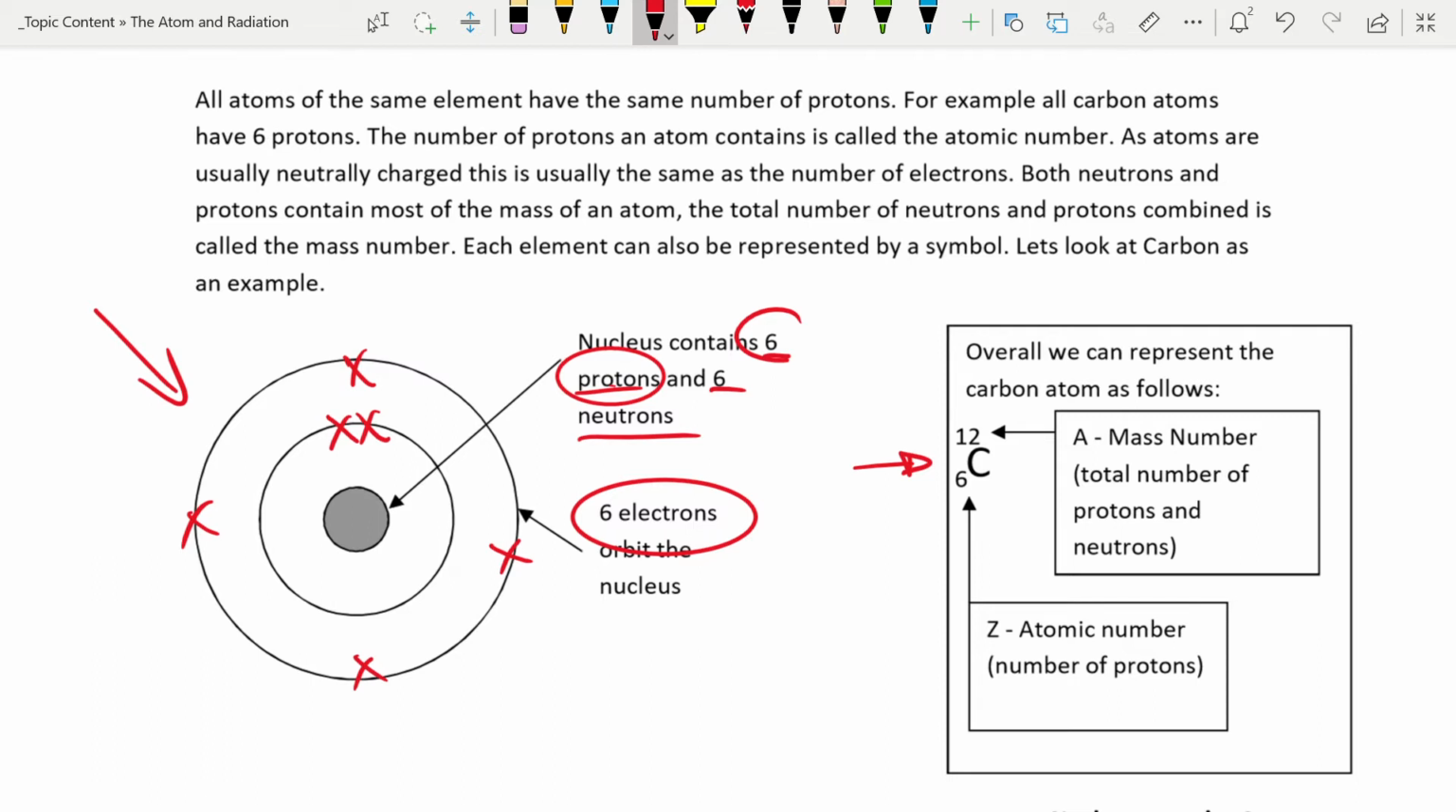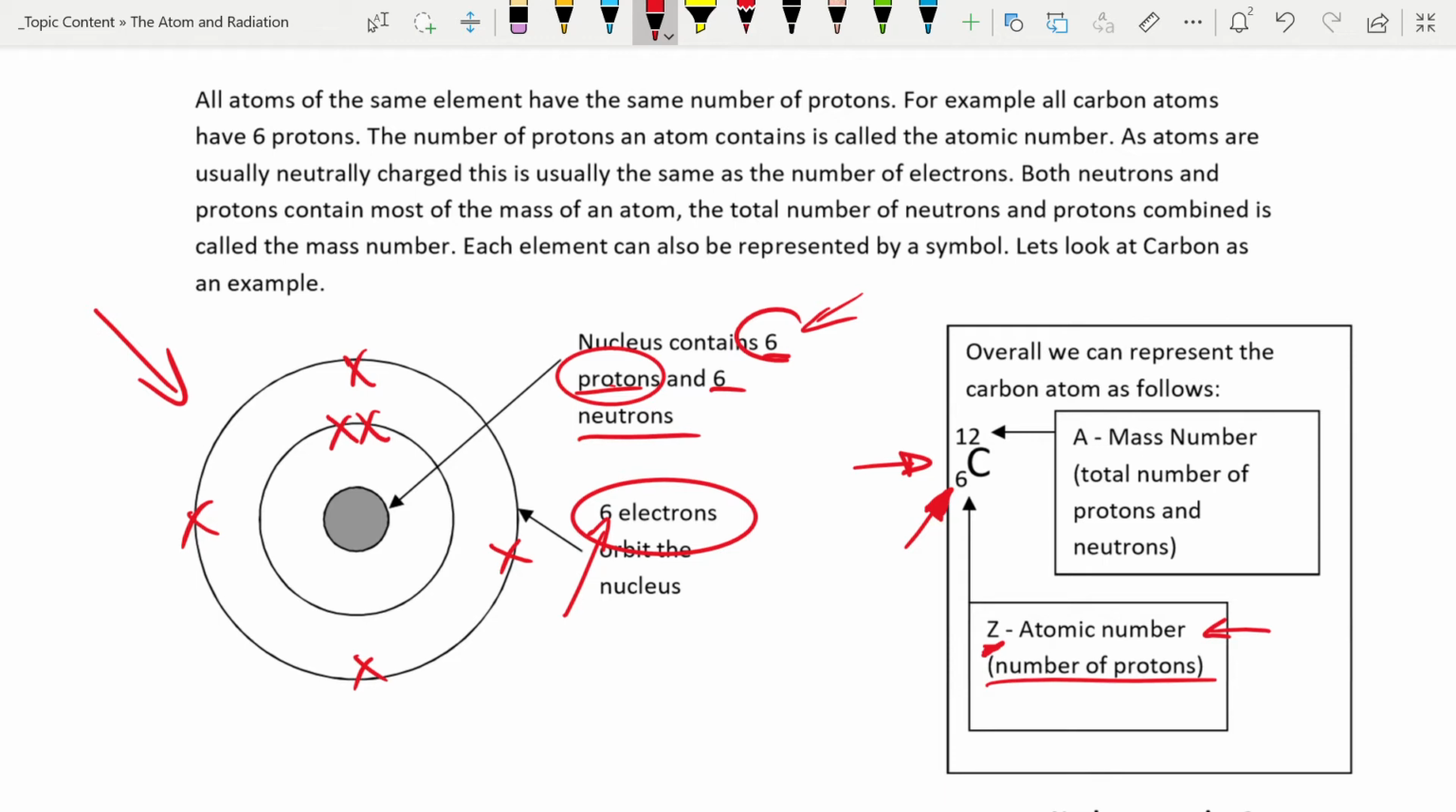And we then provide two numbers with that. The bottom number here is really the most important one. It's either called the proton number, but more often it's called the atomic number. And what it tells us is the number of protons. So you can see here it's 6, and that tells us that it has 6 protons. But in reality, that's also telling us that it has 6 electrons. Sometimes it's called the Z number because we use the letter Z to represent it.